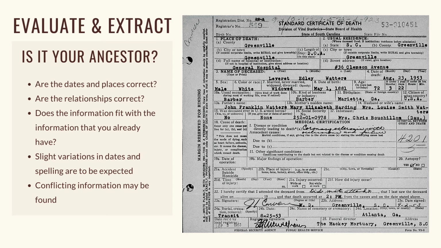Once you've found a record, make sure that you evaluate each new find to make sure that the record pertains to your ancestor. Consider, is it the correct time and place? Are the relationships correct? Does the information fit with the other information that you already have? Variation in dates or locations are to be expected. However, watch out for conflicting information, which is also likely to occur.